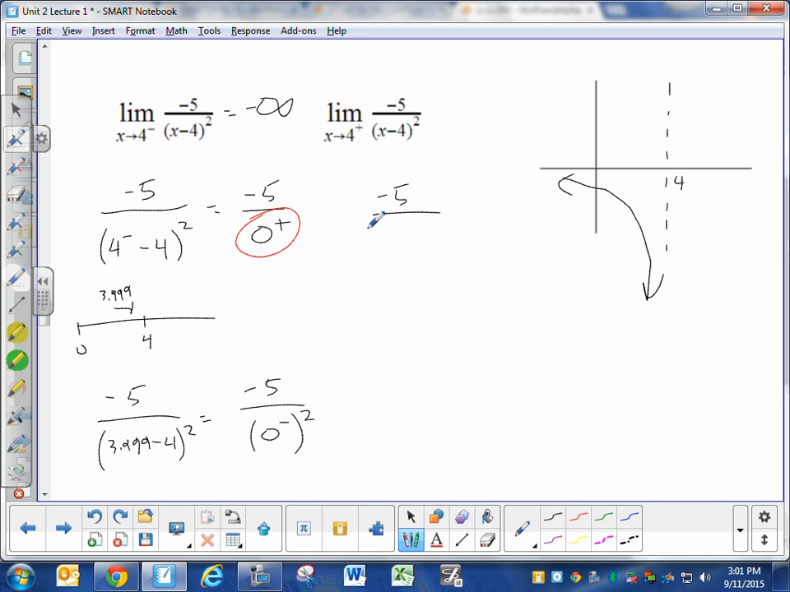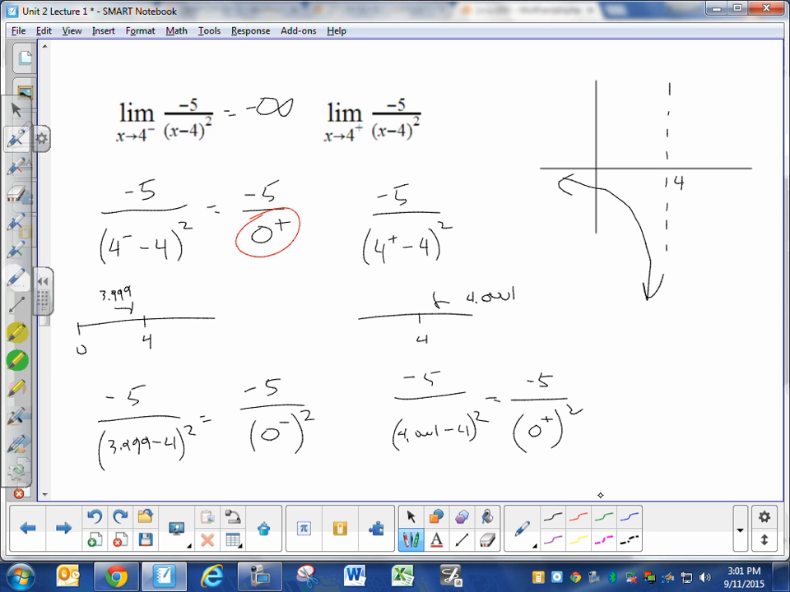Negative 5 over 4 plus minus 4 squared. From the right, 4.0001. Negative 5 over 4.0001 minus 4 squared. Negative 5 over something infinitely small and positive. But since it's squared, it's going to stay positive instead of switching signs, meaning that is negative infinity. Now we have a function which is interesting, approaching the asymptote in the same direction from both sides of it.